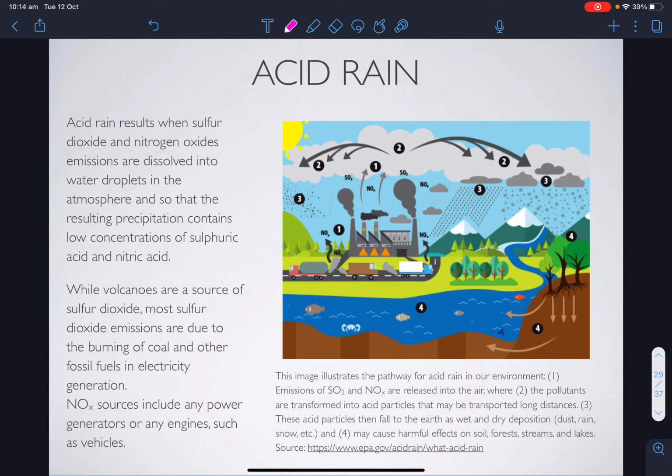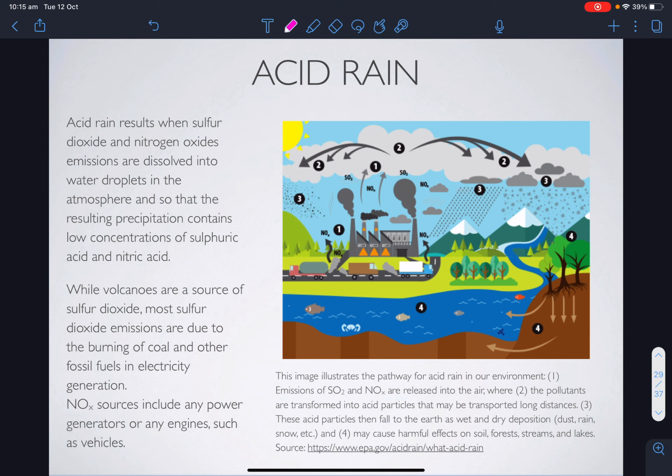Okay, Year 12, last video of the course. What we're aiming to do is look at the environmental impacts of synthesis. I've just chosen a couple of examples to talk about in a little bit more detail.